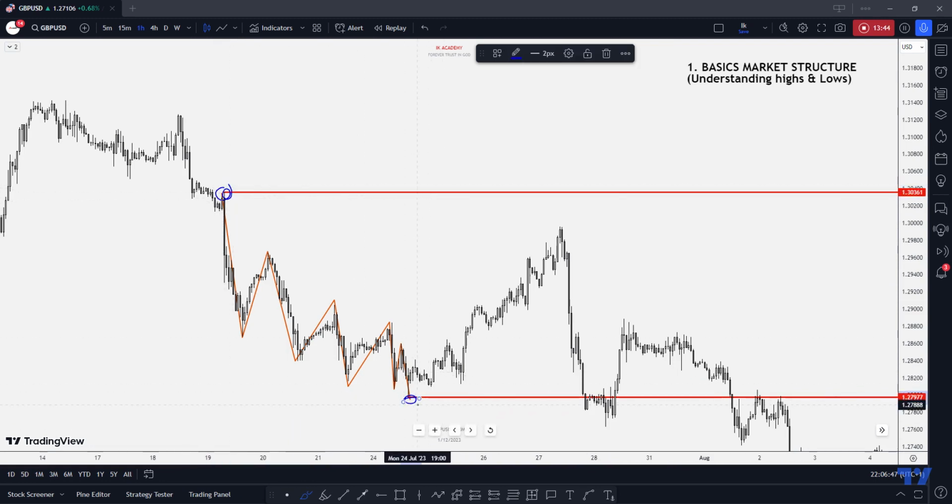And did price go upwards or downwards? Price actually went downwards, creating a lower high, a lower low, a lower high, a lower low, a lower high. So that's basically how to identify your basic market structure.